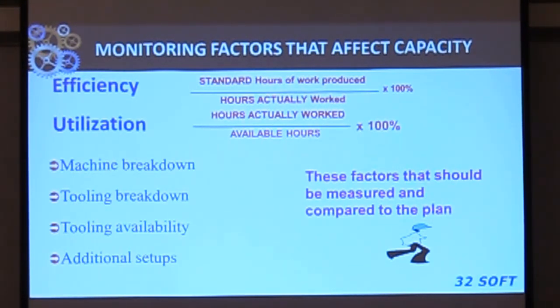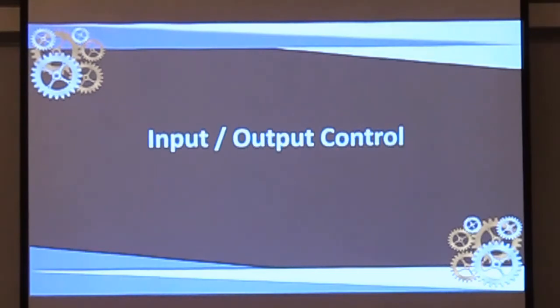Other factors that you need to keep track of: machine downtime, tooling, tooling availability, additional setups, those kinds of things. You need to be able to measure those and keep track of those and compare them to the plan.